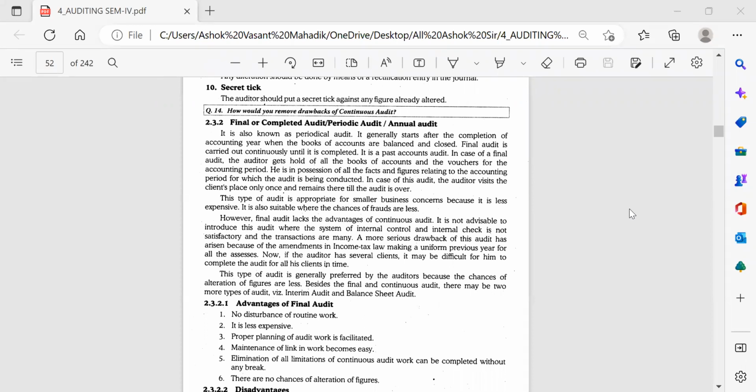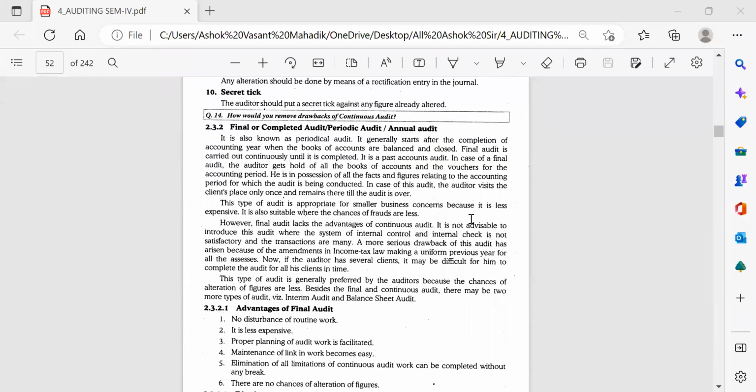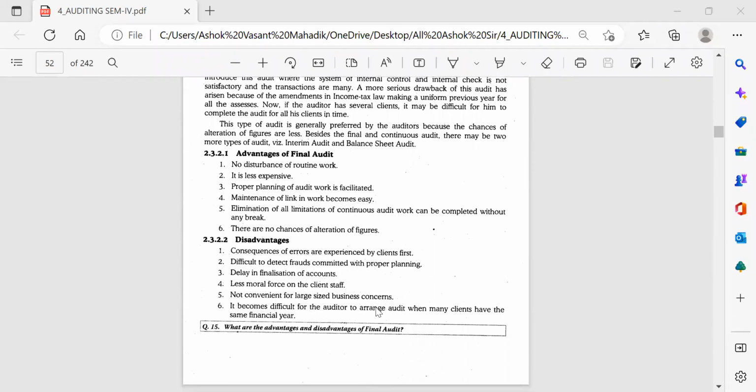This may take 15 days or 1 month. For little bigger companies, that may take 1.5 months or 2 months maximum. Clear? So complete audit or final audit is the audit which is done at the end of the year. Clear, students? Now let us see what are the advantages of final audit.